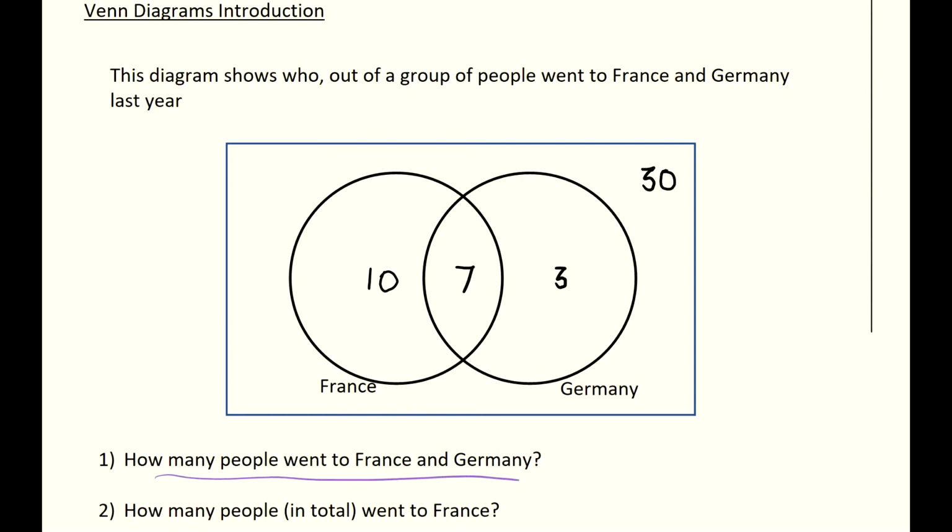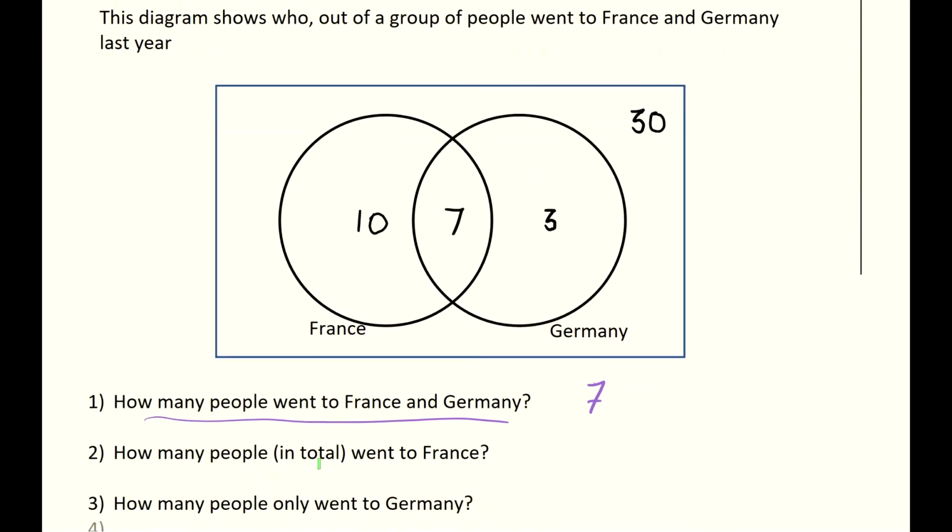How many people went to France and Germany? Went to both of them. People who went to both France and Germany are going to be those people who are in the overlap. So a total of 7 people went to both countries. That's because they are both in the circle for France and in the circle for Germany. Okay, make sure you're okay with that.